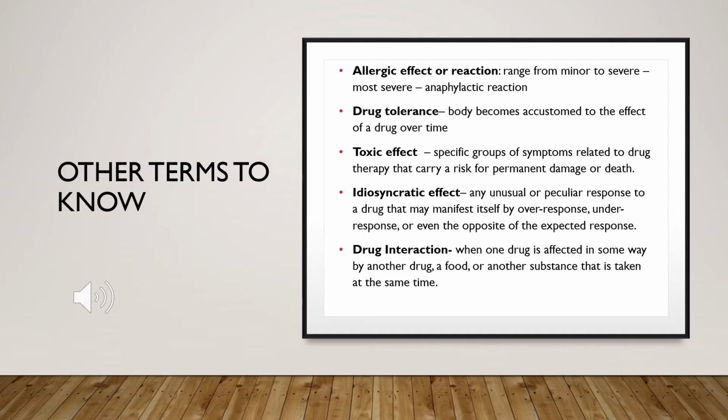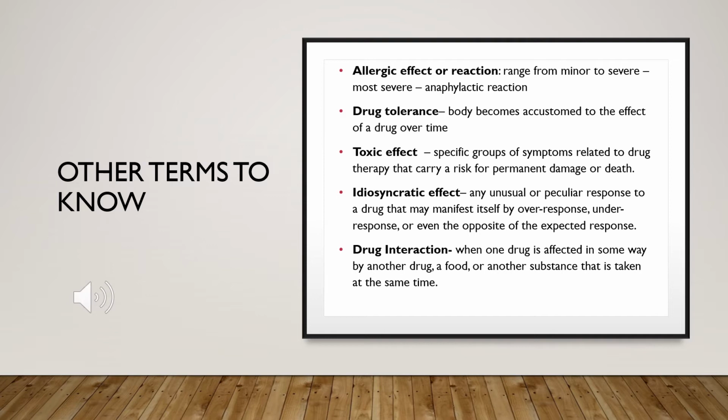The next term I want you to know about is drug tolerance. That occurs when the body becomes accustomed to a particular drug over a period of time. A good example of this is somebody that has been on high doses of a medication like morphine, a narcotic, and their body becomes used to the medication, and it takes larger doses of that drug to produce the desired effect. Toxic effect is a specific group of symptoms that are related to the drug therapy that cause organ or tissue damage and can cause death.